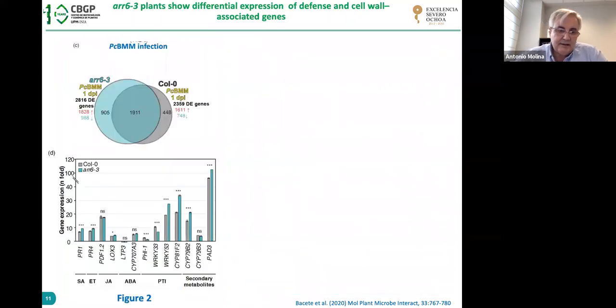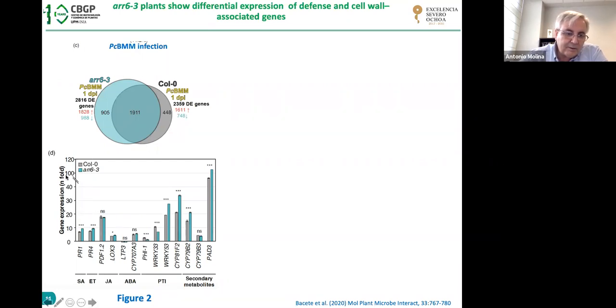So we checked if, after this infection with the fungus, the expression of defensive genes would be altered in the mutant compared to the wild type line. In particular, marker genes from different canonical pathways, like the canonical pathways regulated by salicylic acid, ethylene, jasmonic acid, abscisic acid. Also markers for PTI, or genes encoding proteins related with the synthesis of secondary metabolites that we know are very important for Arabidopsis resistance to necrotrophic pathogens, in particular to Plectosphaerella cucumerina.